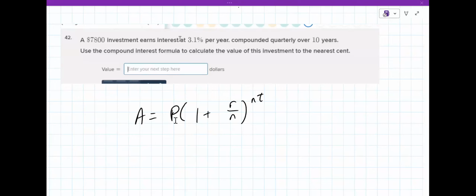It's the principal, which you started with. R, the interest rate as a decimal. N is the number of compounding periods. So because it's quarterly, N is 4. T is the number of years.